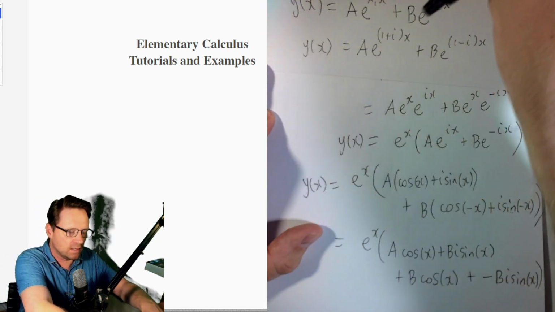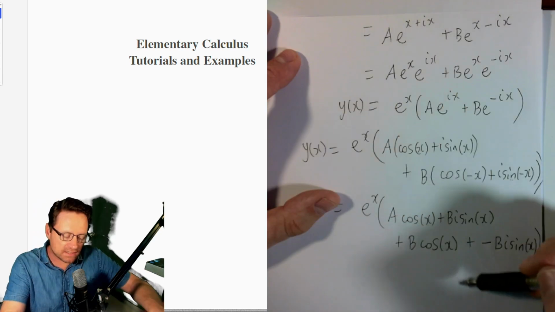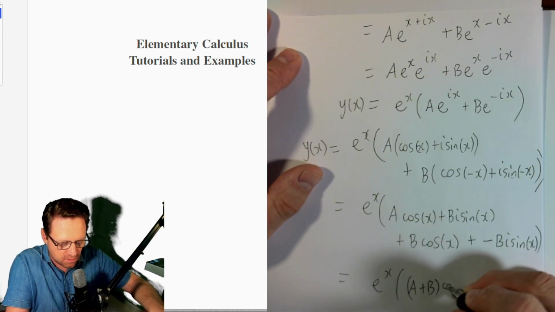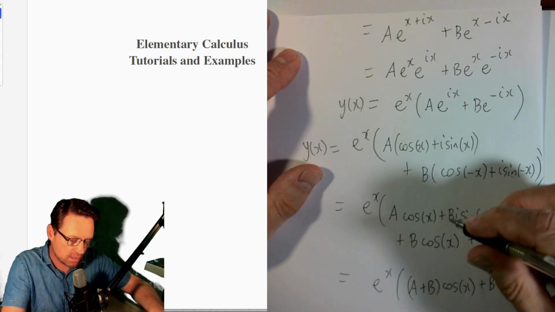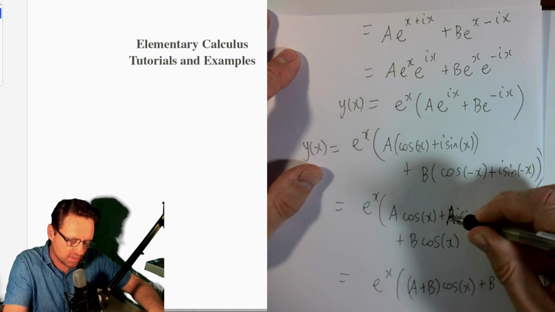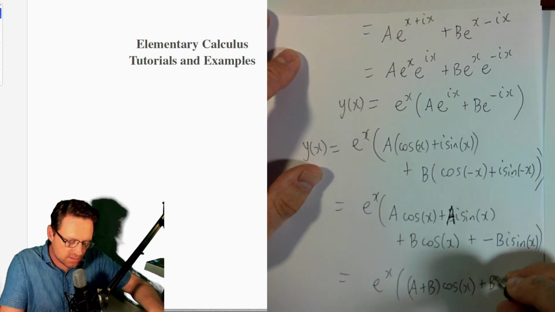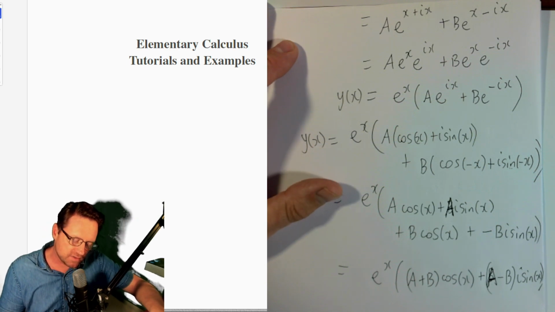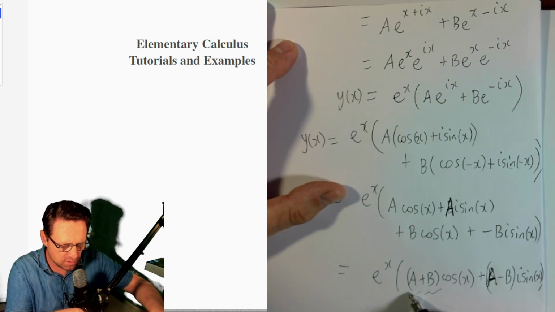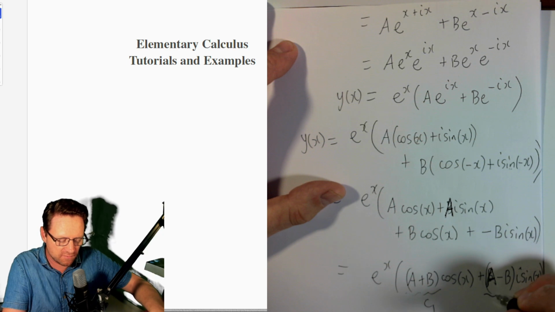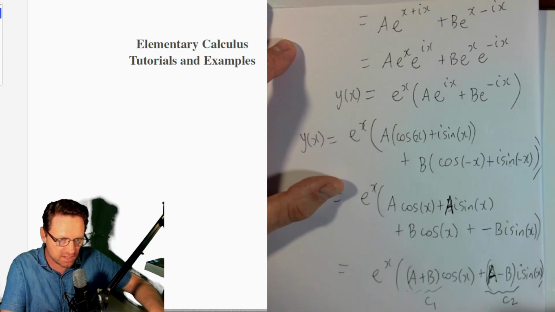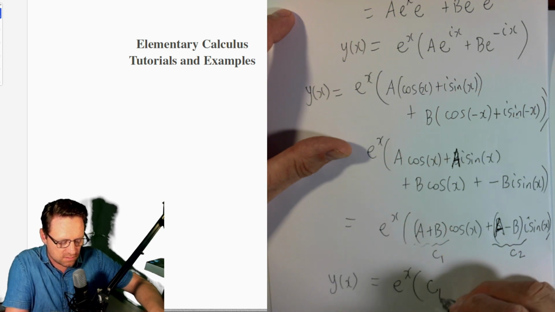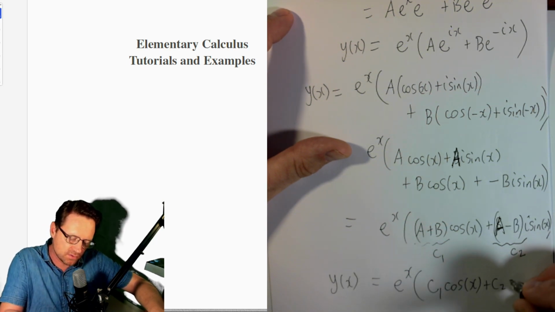Okay, so now at this point, let's collect like terms, collecting in terms of cos and sine. So we have e to the x, a plus b times cos of x. And then we have, hang on, this should be an a, shouldn't it? We've expanded across there, so that should be an a. So then we have a minus b times i times sine of x. Okay, and now at this point, we can give a plus b a new name. Let's call that c1, and we can give a minus b times i a new name. Let's call that c2. So then what we have is y of x is e to the x, brackets, c1 cos of x plus c2 sine of x.